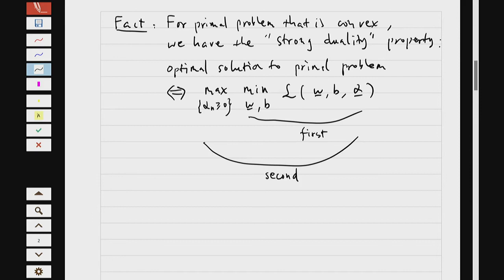First, we have to solve the minimization problem over W and B. We want to minimize L(W, B) when alpha is taken as a constant. This is with respect to, WRT stands for with respect to, a very common notation, only these two variables. Again, at this stage, we just treat alpha as a constant.